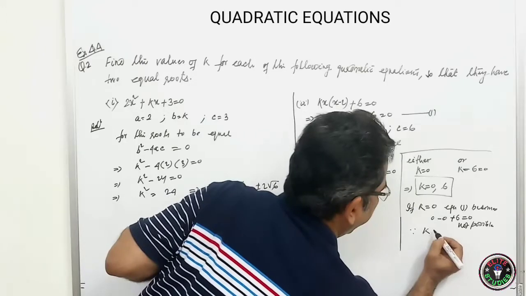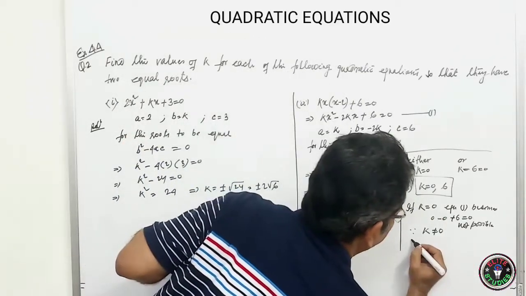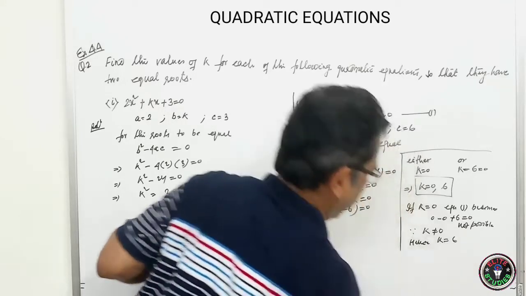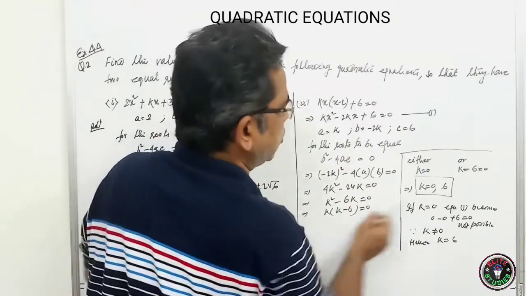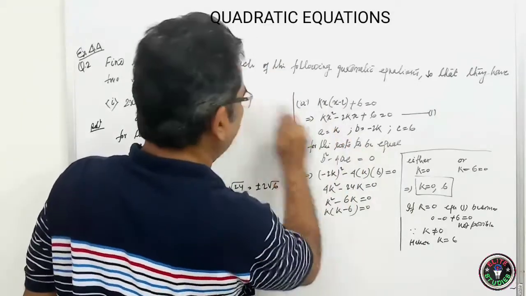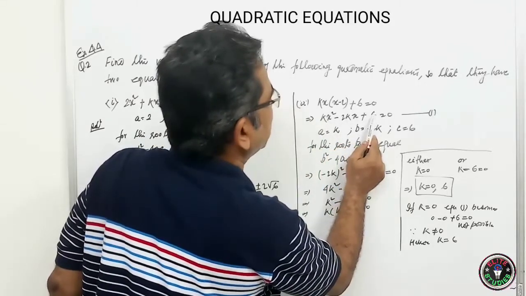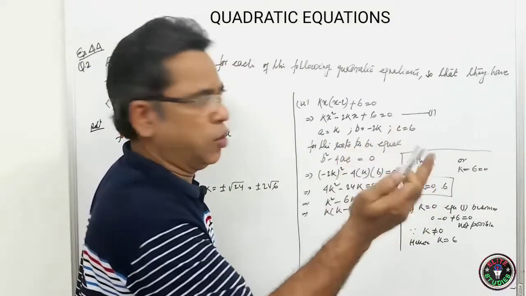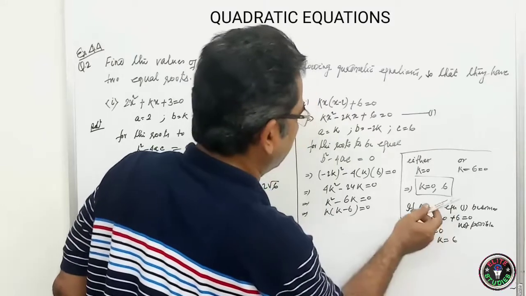So therefore k is not equal to 0. Hence, the final answer is k is equal to 6. You got it? Because if k is equal to 0, you see this 0 and this 0, because you have to find the value of k for which the roots will be equal. Because in this, if you put k is equal to 0, here 6 becomes equal to 0, which is never possible. 6 can never be equal to 0. So therefore k is equal to 0 is invalid. So therefore the final answer will be k equal to 6.